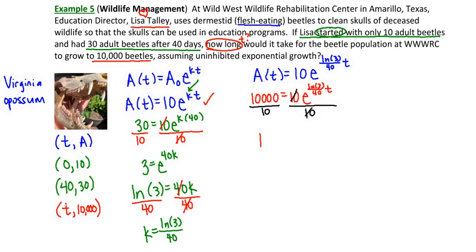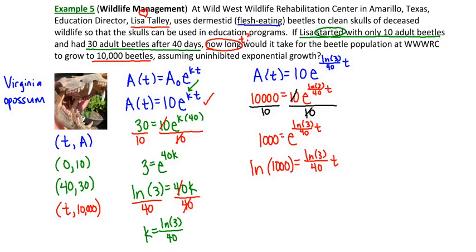That gives us 1,000 equals e to the natural log of 3 divided by 40 times t. Again, we have an exponential equation for which we cannot obtain like bases. So we're going to convert it to logarithmic form. Because we have base e, again, we're going to use a natural logarithm. That's automatically base e. So we have natural log of 1,000 equals the exponent, natural log of 3 divided by 40 times t. So our goal now is to isolate t.